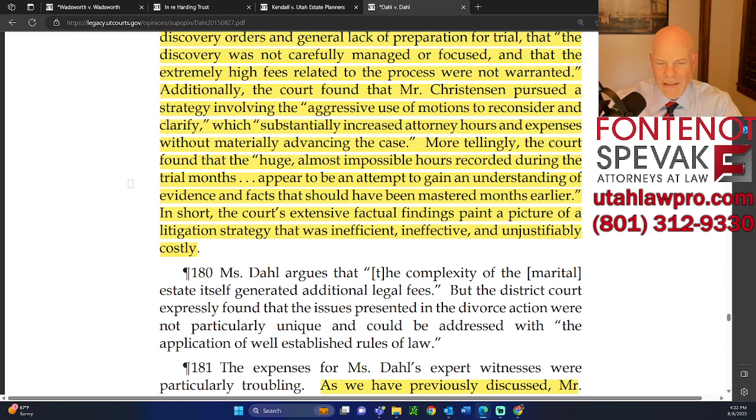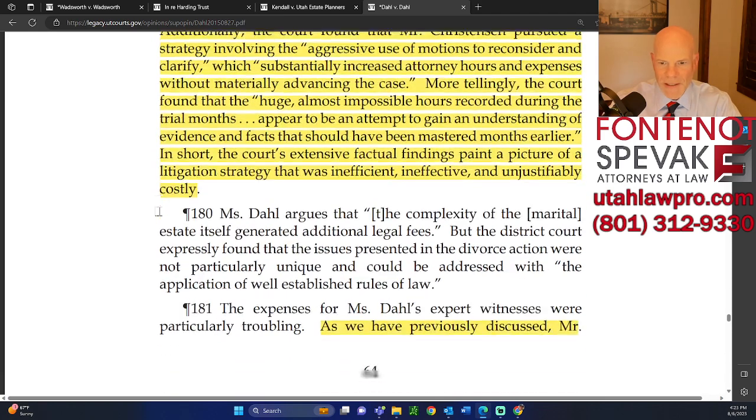costly. So, boy, this is why I love this opinion, because it's so rare that you see a court that actually comes out and really calls it like it is. This attorney for Ms. Dahl was inefficient, ineffective, and unjustifiably costly.